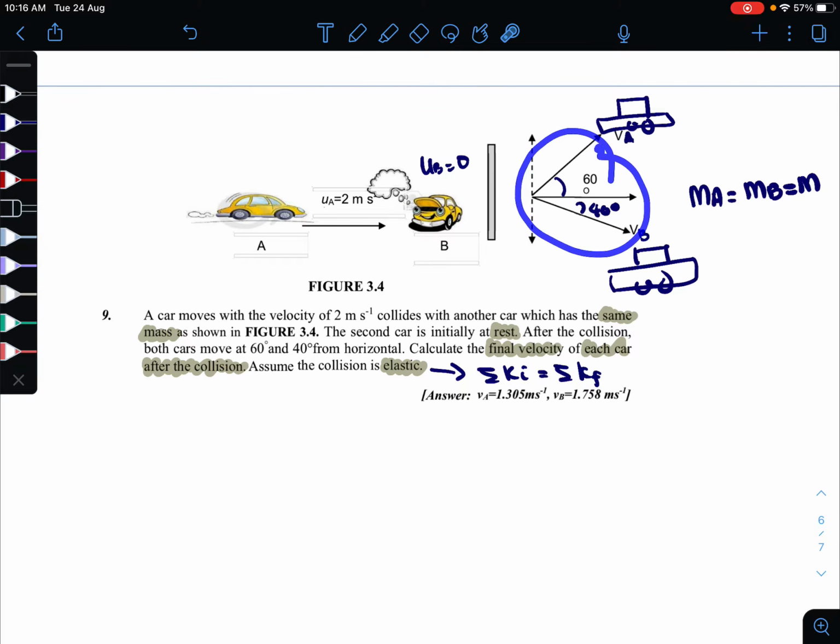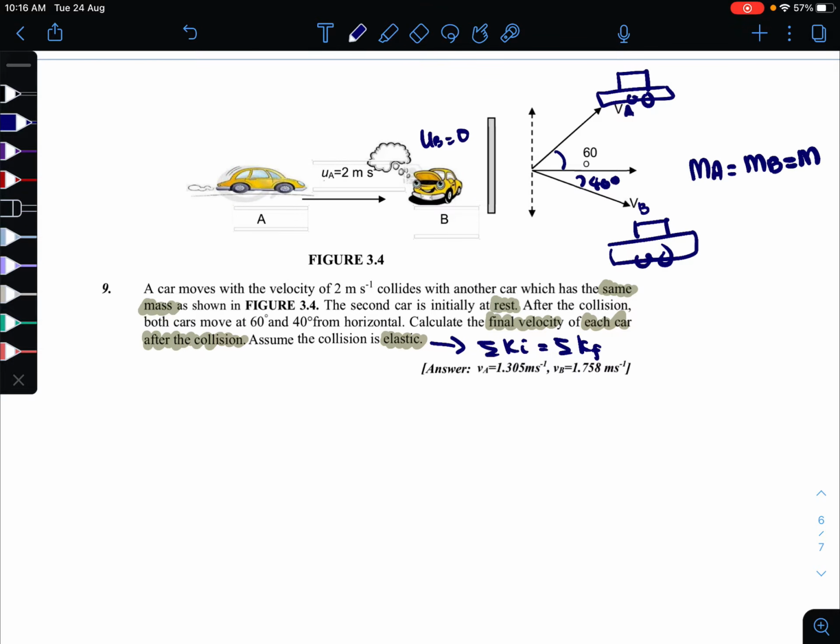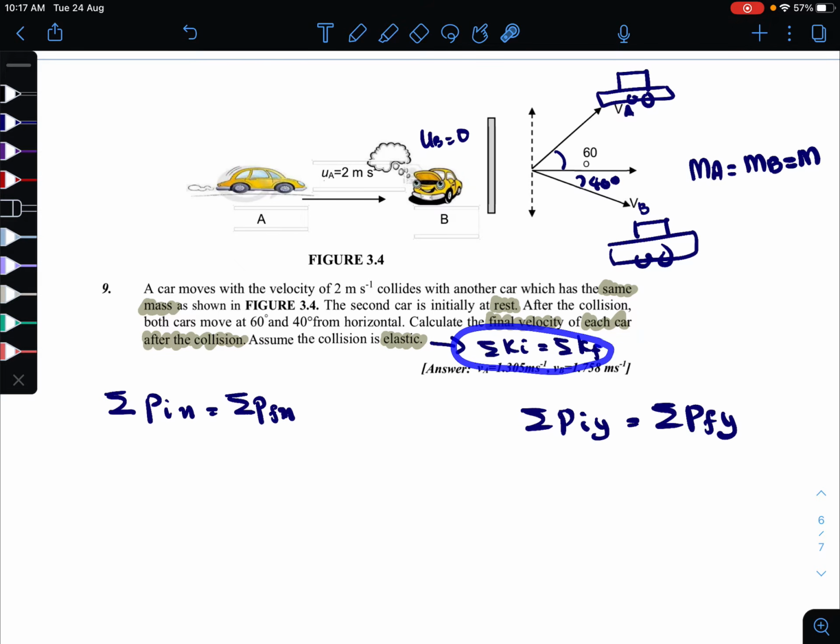So this leads us to know that this is a 2D collision. Maksud 2D collision here, you are going to have X component and Y component. So you have to resolve them along X component and Y component dekat sini. So kita akan ada summation P initial along X must equals to summation P final along X. Alright, begitu juga summation P initial along Y must equals to summation P final along Y. So we have two equations here, and also we have another point to be noted, that is they are undergoing elastic collision. Maksudnya kinetic energy mereka adalah conserved.